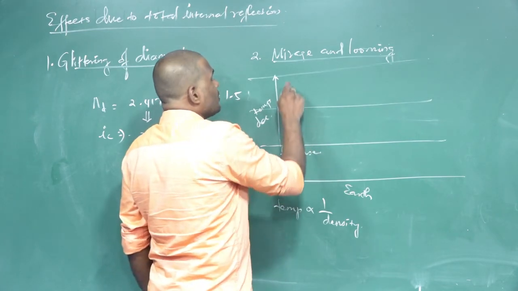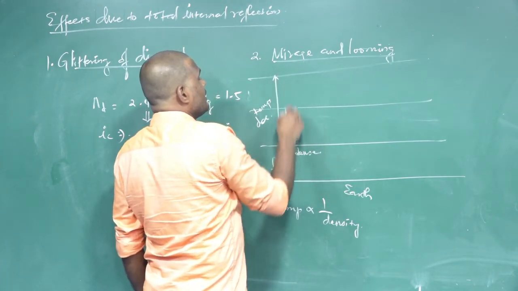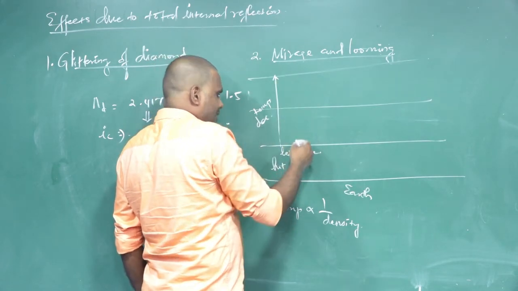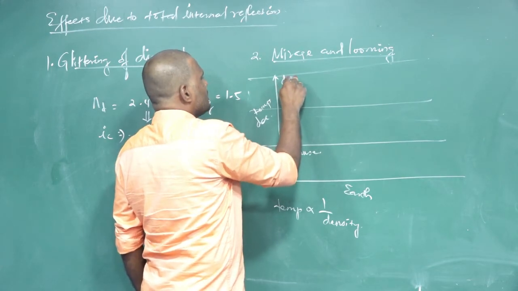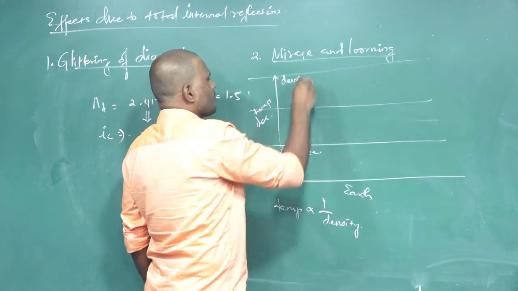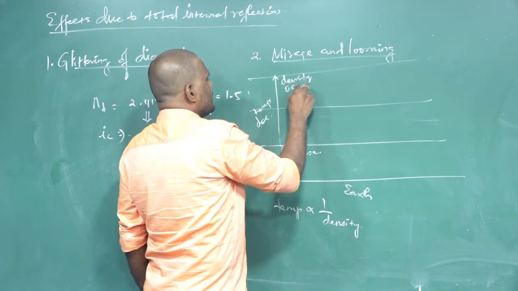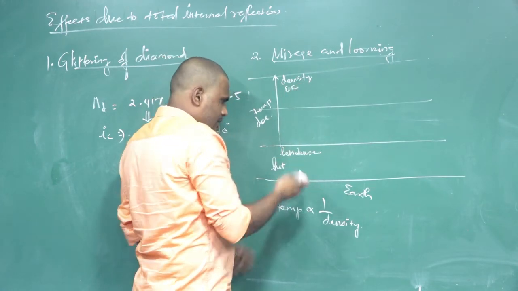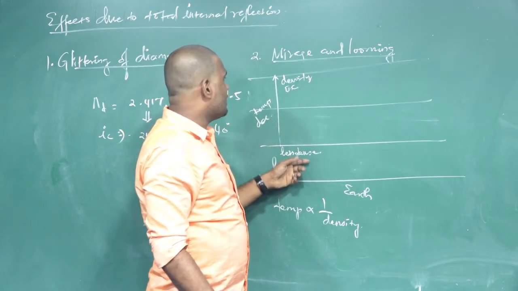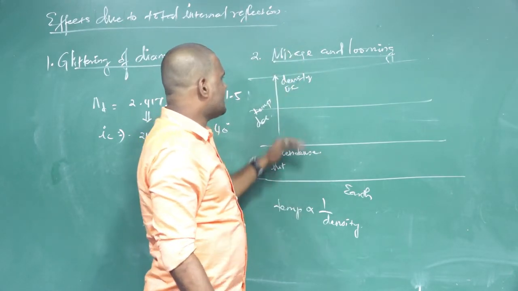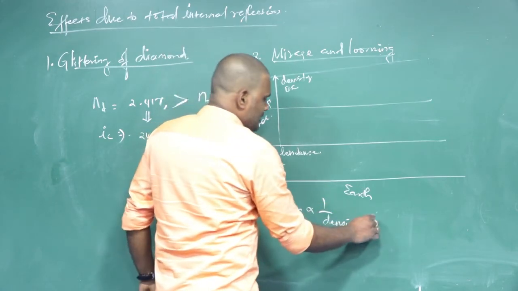As you move above the earth's surface, the density of air keeps on increasing. So density of air increases over here. Right from the ground surface to a higher altitude, the density of air keeps on increasing.